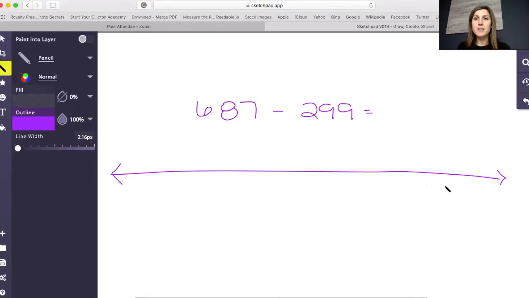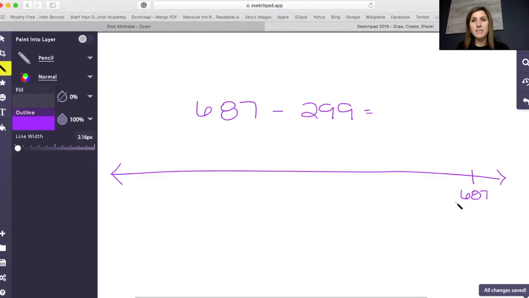When I'm subtracting on a number line, I always put my minuend, which is the first and biggest number in a subtraction problem, on the right side of the number line. I do this because I want to show counting backward by moving to the left. So I'm going to write 687 on here.